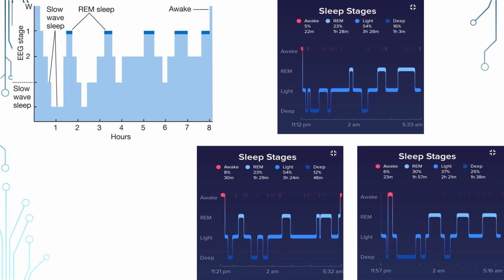So things to note overall is that the sleep stages seem to, we move in and out of them throughout the night. Deep sleep or slow wave sleep seems to happen more in the beginning stages of sleep. And REM sleep tends to happen more in the latter half of the sleep session.